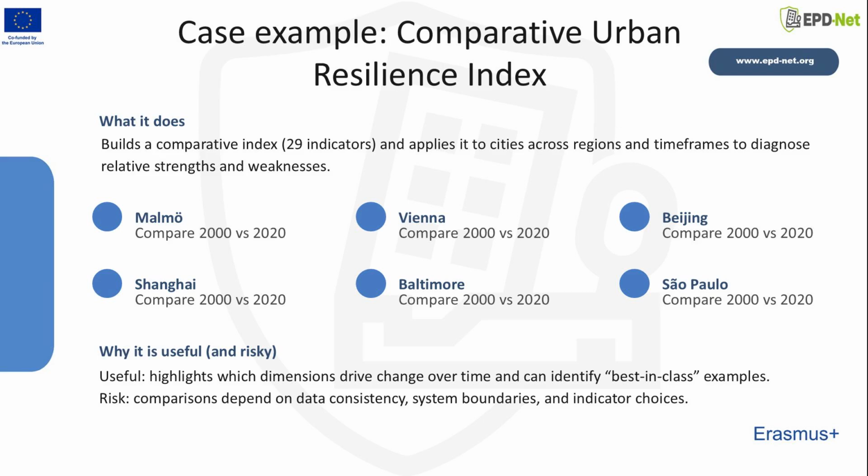The comparative six-city example extends the logic of composite measurement across regions and time. In this case, a comparative urban resilience index was applied to 6 cities in China, Europe, and the Americas, with results compared across 2 time points. The strength of this approach is that it can highlight which dimensions are changing over time and can identify examples that appear relatively stronger in particular categories. This is useful for benchmarking and for identifying where further investigation may be needed.